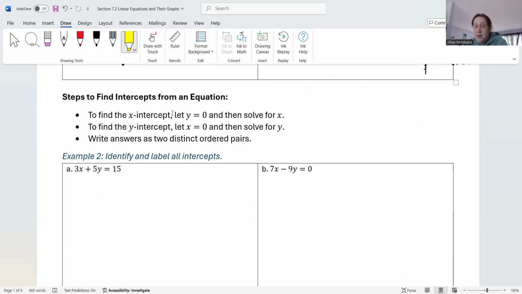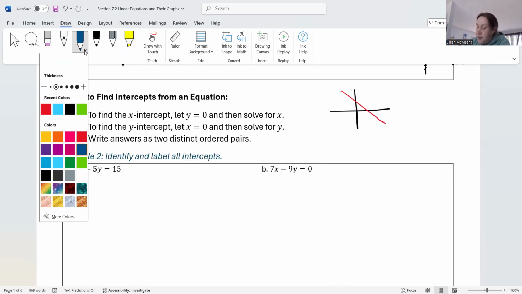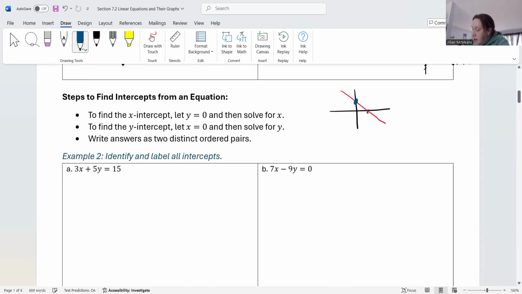So to find the x-intercept, we need to let y equal 0 and solve for x. Why in the world would we do that? Well, if we are looking at intercepts, and let's say we have some arbitrary line, well, let's do blue, well, this graph crosses the x and the y-axis, and it crosses the y-axis at some ordered pair 0, comma y, and then it crosses the x-axis at some ordered pair x, comma 0. So to find an x-intercept, we have to let y equal 0, and then we can solve for x.